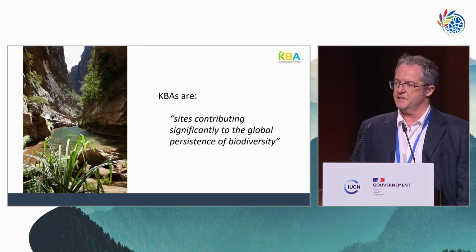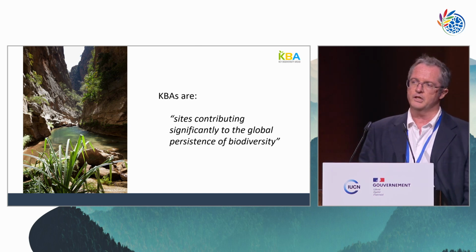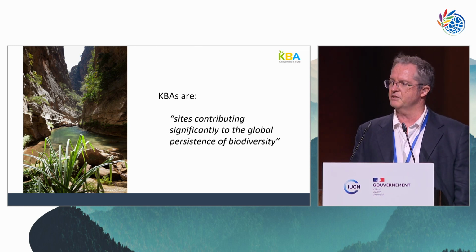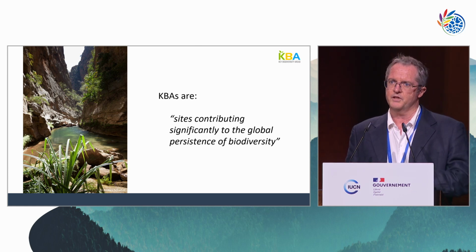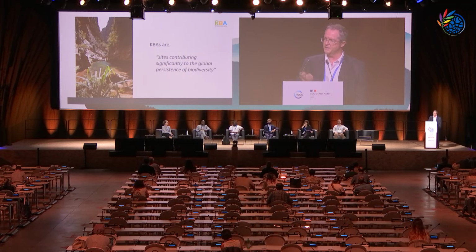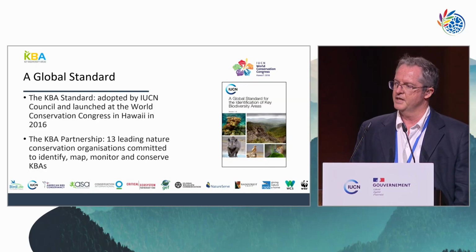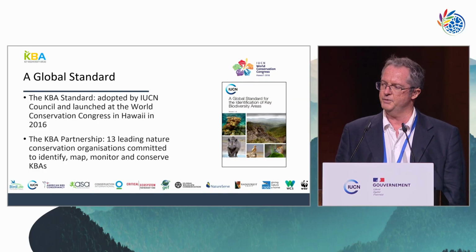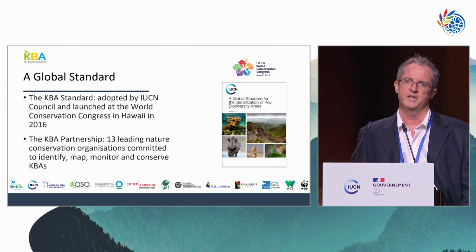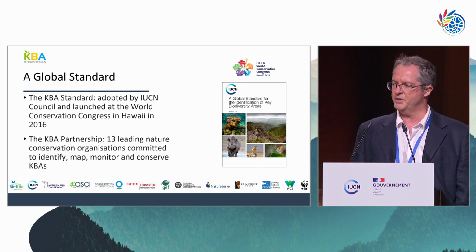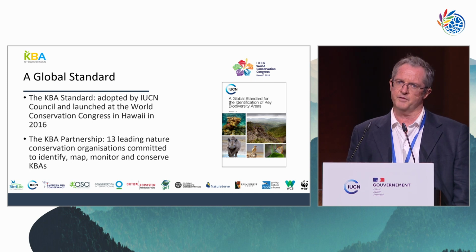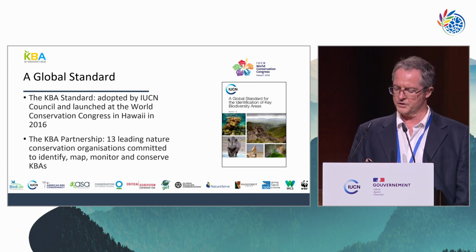So KBAs came out of a process which took a long time to come up with the criteria. They were discussed between about 2010 and 2016 and involved the conservation community around the world. They're defined as sites contributing significantly to the global persistence of biodiversity. And the global standard for the identification of KBAs was published in 2016. And at the same time, the KBA partnership was formed, which is now made up of 13 of the leading nature conservation organizations. And you can see the logos at the bottom of the screen there.